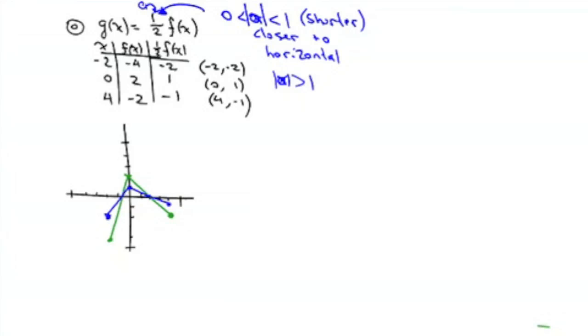If the number in front of the function is bigger than 1, then it gets closer to the vertical. It'll look like it's squishing up the y-axis when you make it taller. So it looks like it's getting closer to the vertical line. Alright, so it makes it taller.